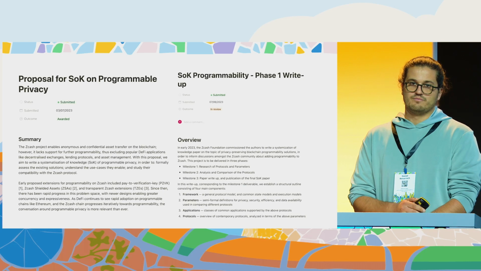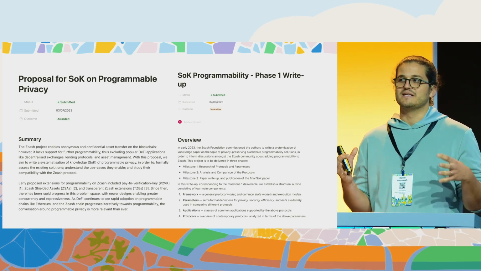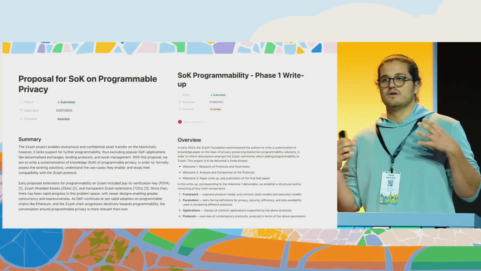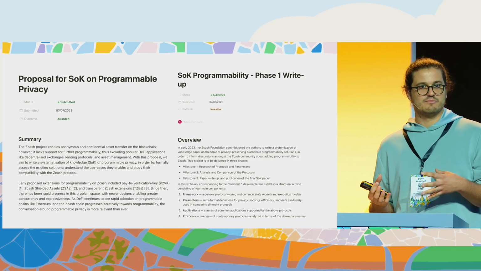So far, we've finished, about a month ago, the phase 1 write-up. That's really the biggest part, because it was where we collected all the different protocols. We started thinking about how the definitions are going to come together, what the different parameters are, and the applications that we're going to be talking about. We're going to talk a bit more in detail about all these parts.